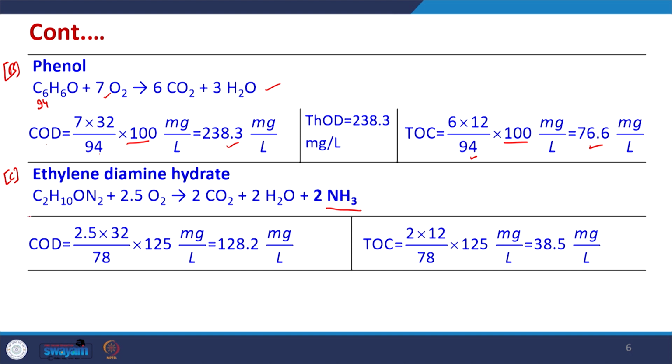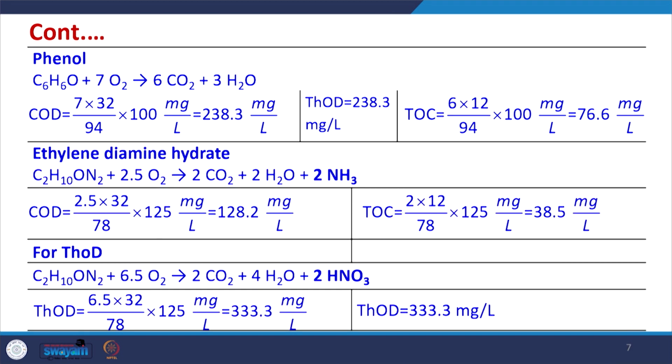This is the molecular formula for ethylene diamine hydrate, which has a molecular weight of 78 if we calculate, and we convert this nitrogen into ammonia. Remember, this will be used for calculation of COD and TOC only, not for THOD. For THOD we will have to convert this into HNO3, and only then can we use it.